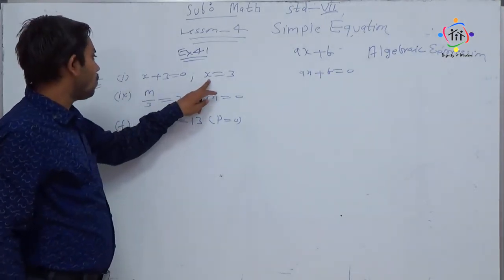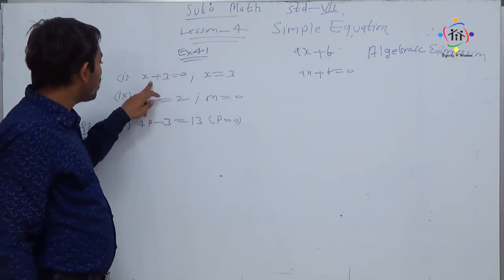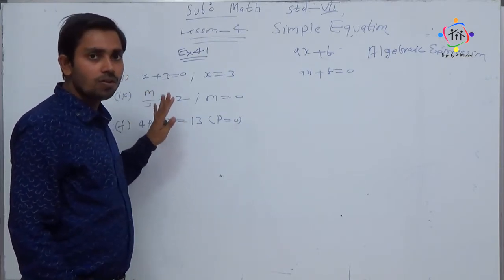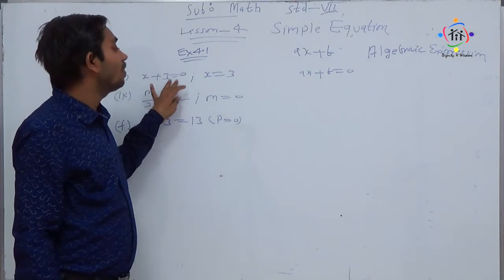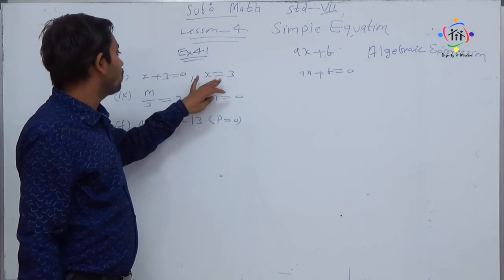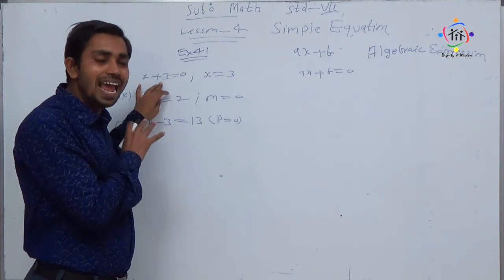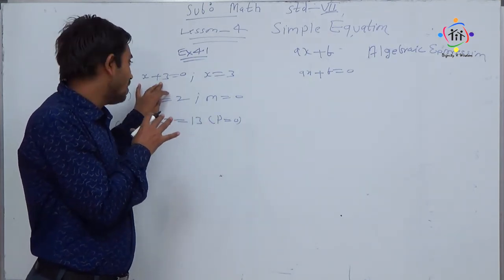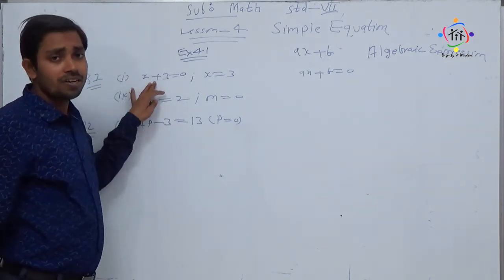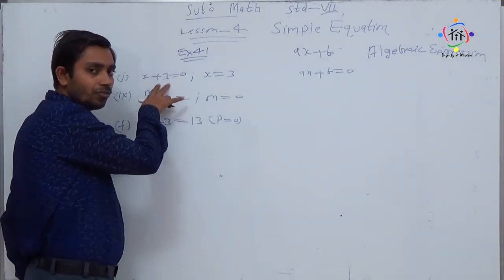If I put x is equal to 3 here, the right side is given as 0. When we get LHS equal to RHS, then it is said to satisfy, and it is called a solution of the given equation. If after putting this value we do not get LHS equal to RHS, then it is not a solution; it does not satisfy the equation. So let us put the value x is equal to 3 in this equation, my dear students.